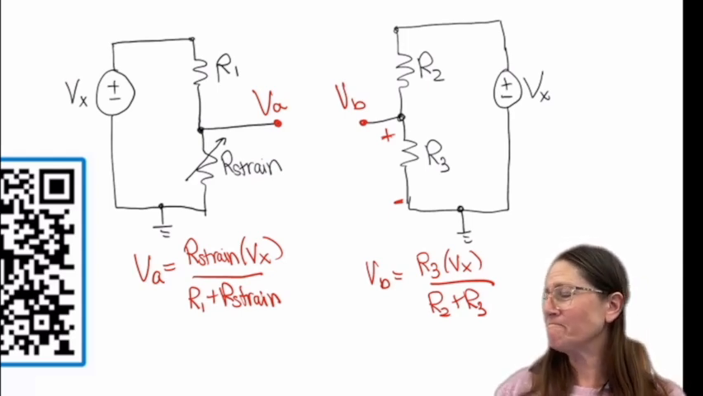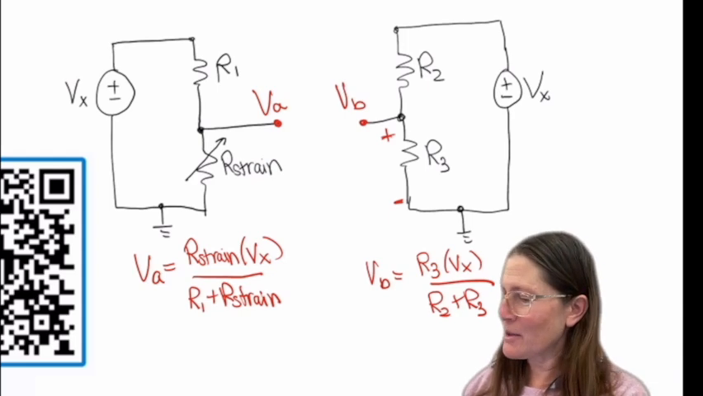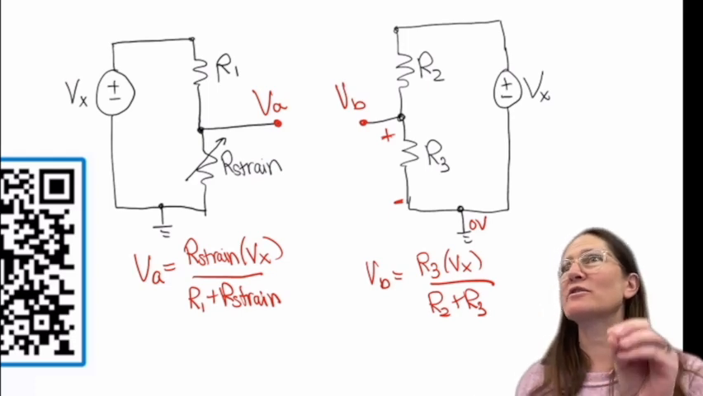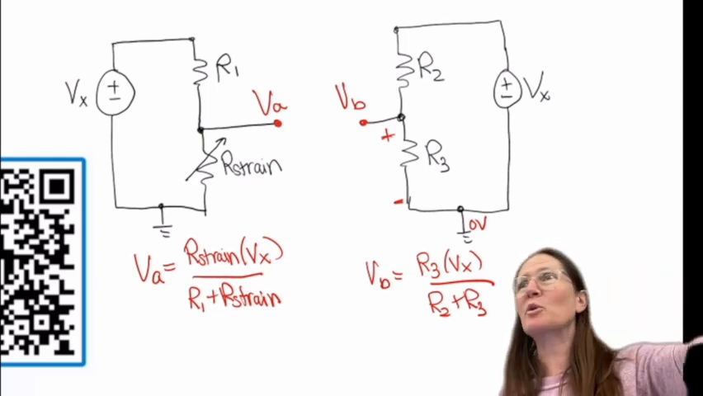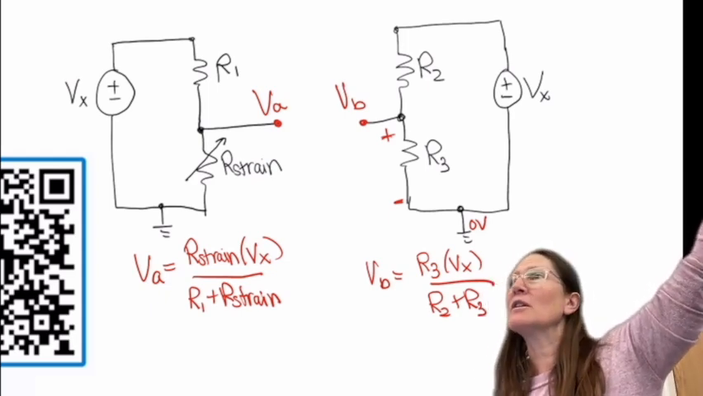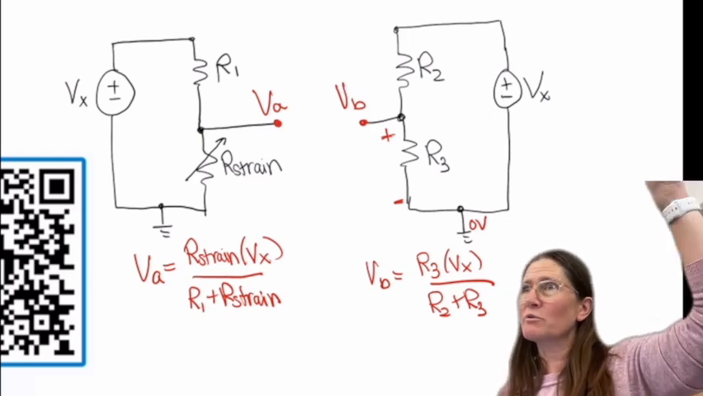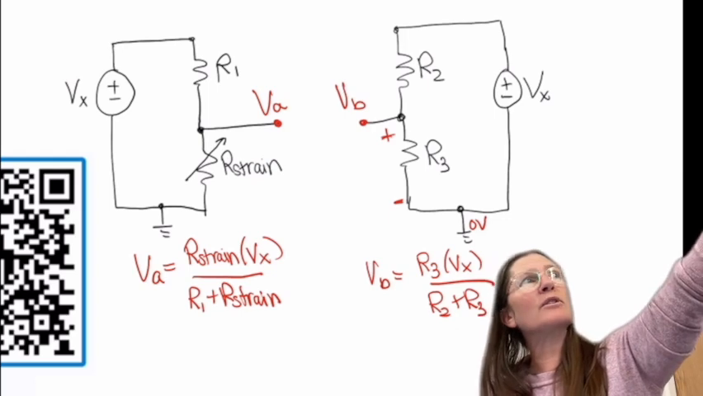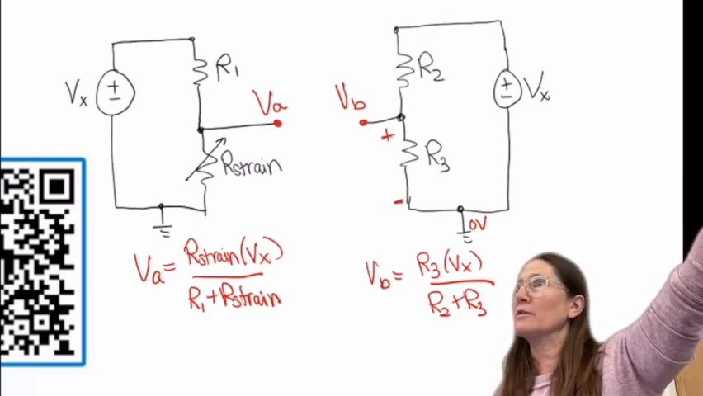Okay, so this came up with another student. You've got to remember where your reference point is. So that 0 volt reference point is what you're comparing to. So if you have VB and you're trying to figure out the voltage between that point and ground, that's going to be the voltage across R3 that you're trying to find. Do you see that part?